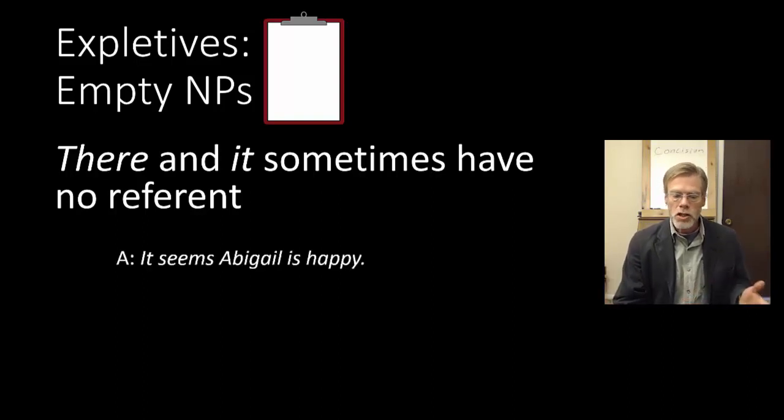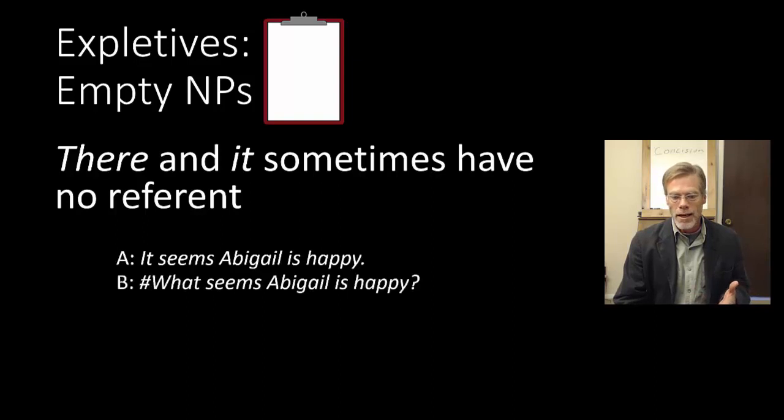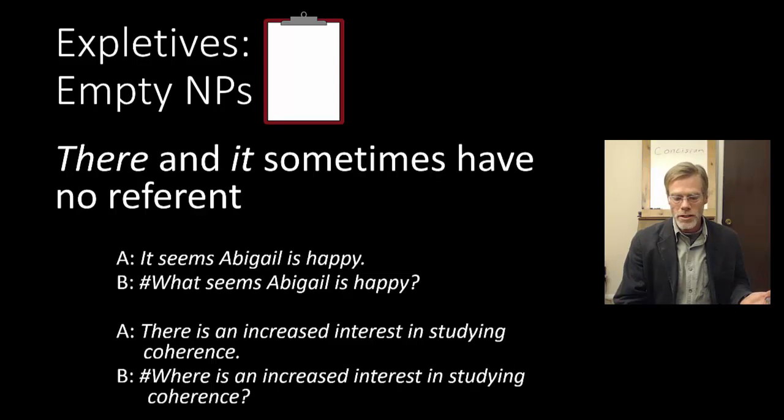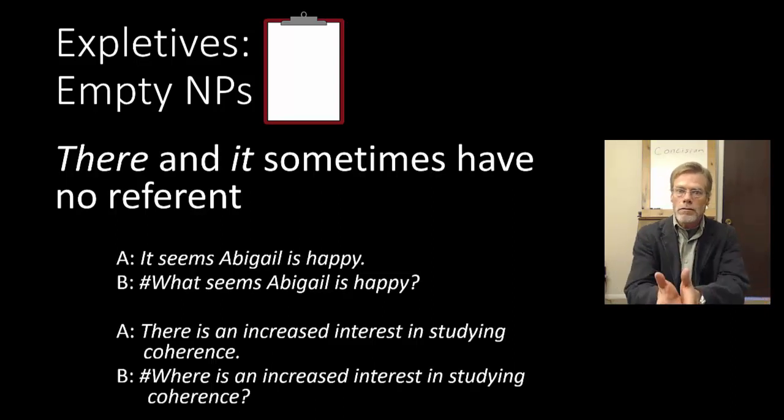Okay, so let me give you some examples of expletive its, as in, it seems Abigail is happy. And like the snow example, you can't ask the question, what seems Abigail is happy? It has no semantic content. It's not referential. Likewise with there, as in there is an increased interest in studying coherence. Where is an increased interest in studying coherence? It's not pointing at a place as it usually does.